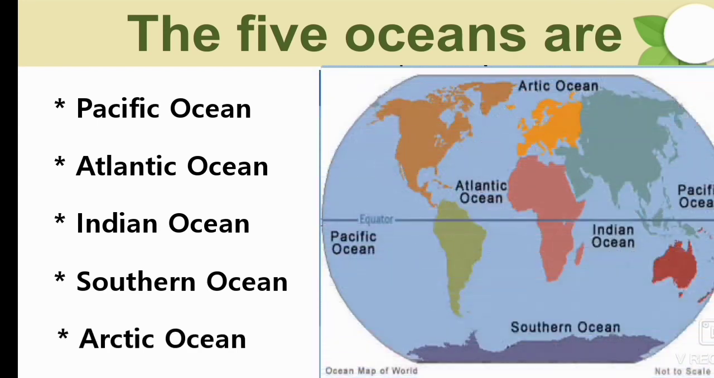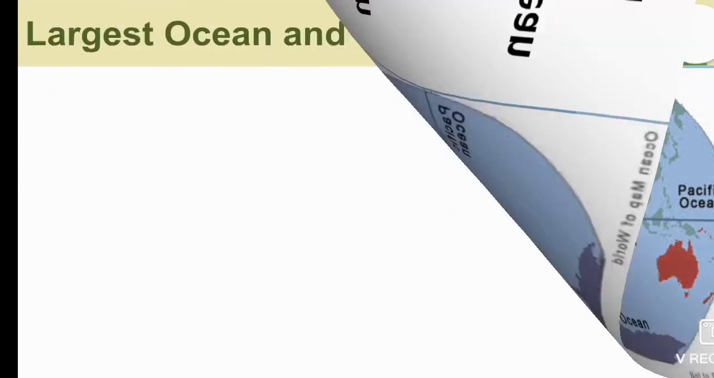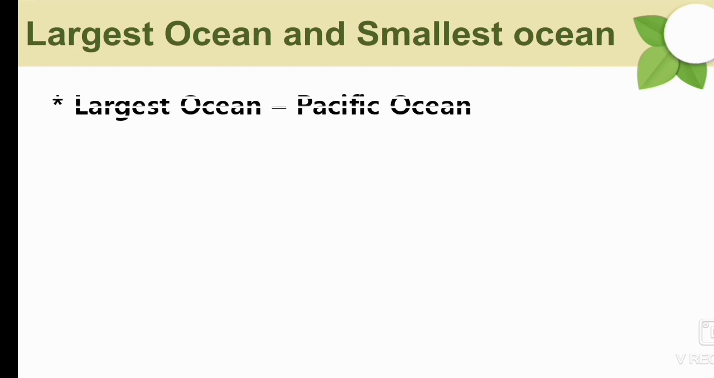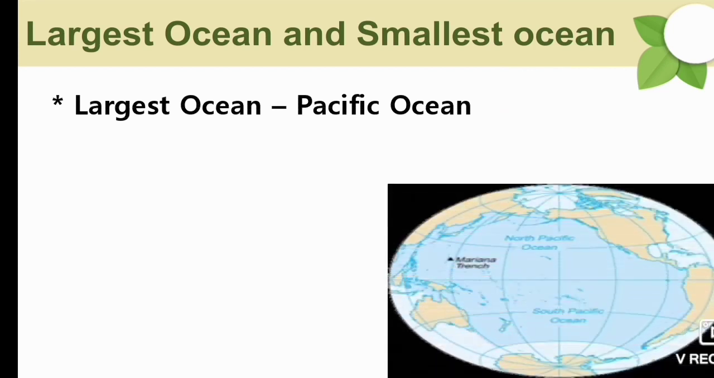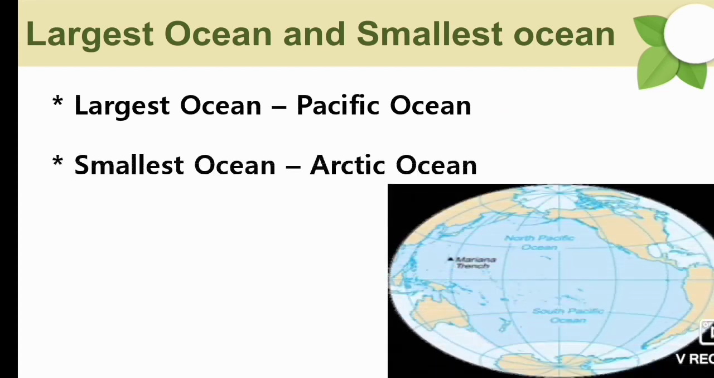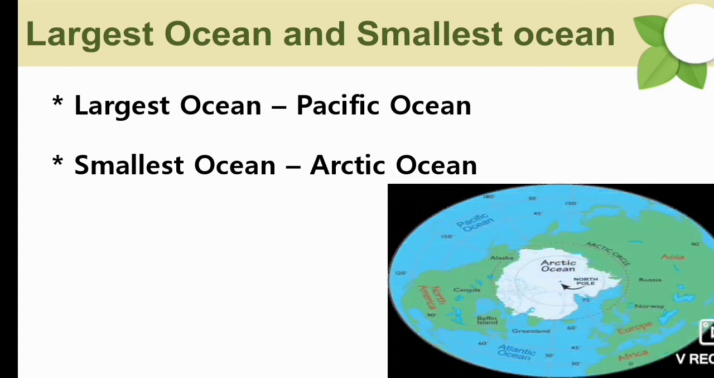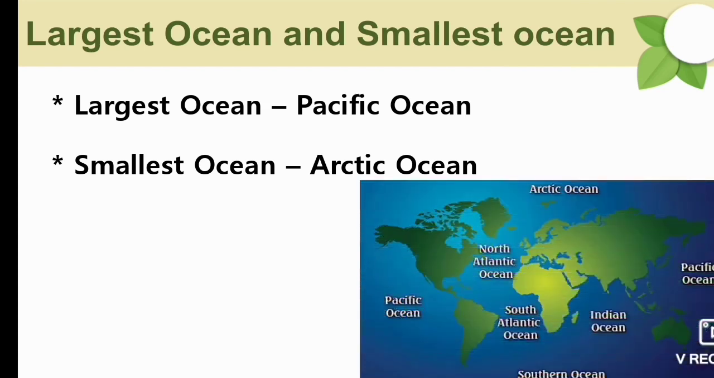Once again I repeat, students, Pacific Ocean, Atlantic Ocean, Indian Ocean, Southern Ocean and Arctic Ocean are the 5 oceans located on the earth's surface. According to the size of the oceans, the largest ocean is Pacific Ocean and the smallest ocean is Arctic Ocean. So, Pacific Ocean is the largest ocean and Arctic Ocean is the smallest ocean on the earth's surface.